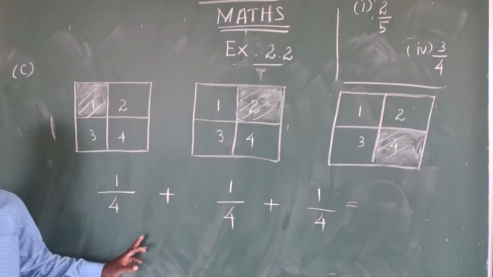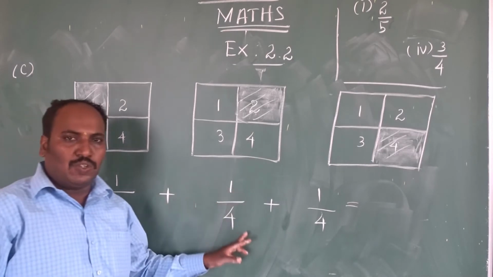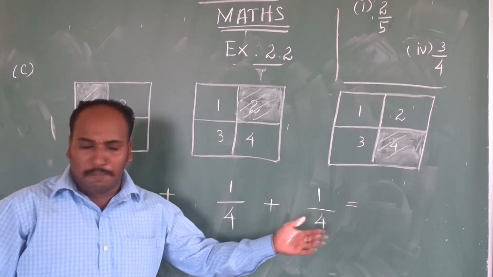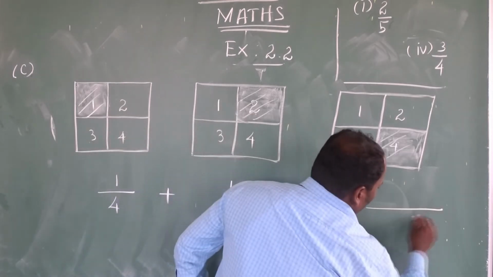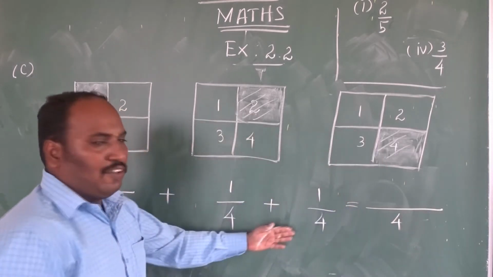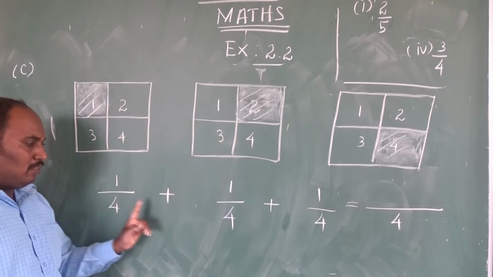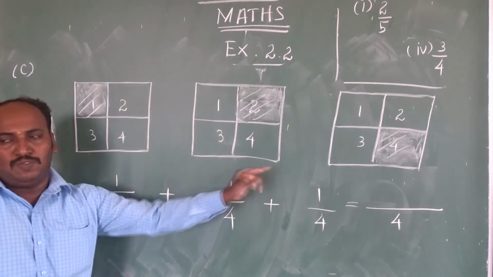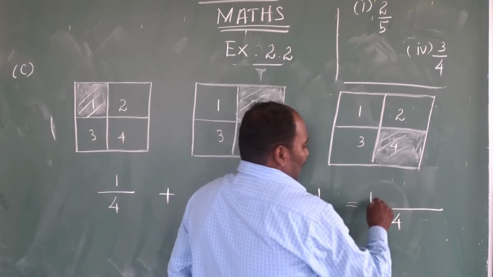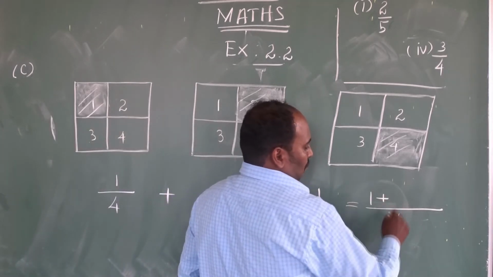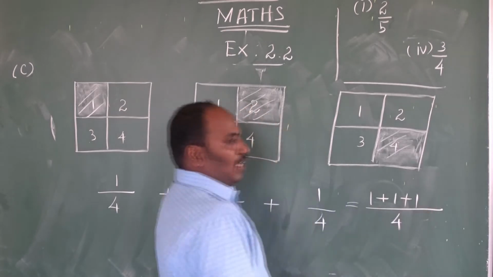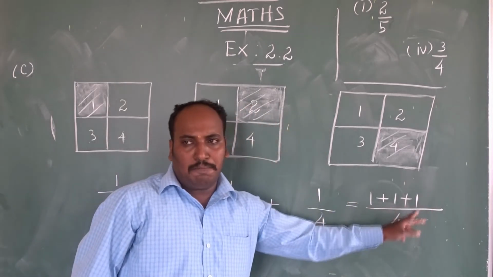So we add. The first one is 1 by 4, the second one is also 1 by 4, the third one is also 1 by 4. The common denominator is 4. The numerator part is 1 plus 1 plus 1. Listen here, we add the numerators: 1 plus 1 plus 1.